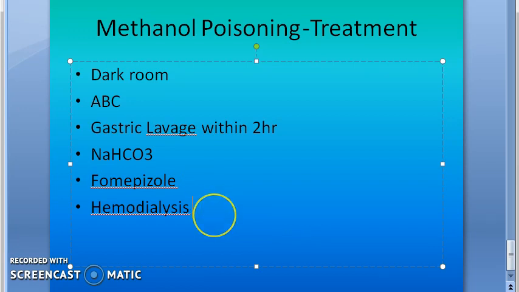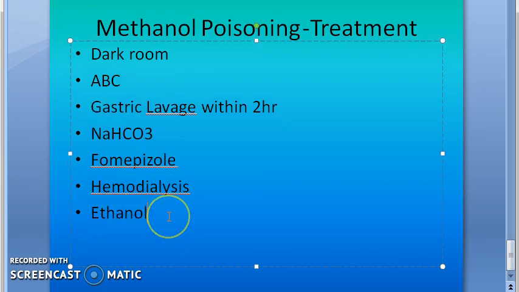After that, you can try giving ethanol. Ethanol will take preference over methanol in the enzyme alcohol dehydrogenase. So ethanol will take preference. So it will make sure that methanol cannot further be metabolized into the toxic substances.